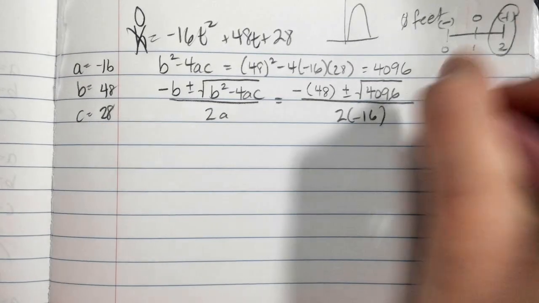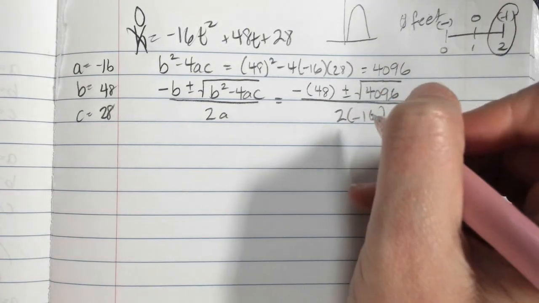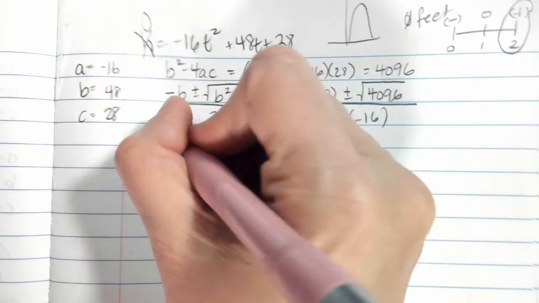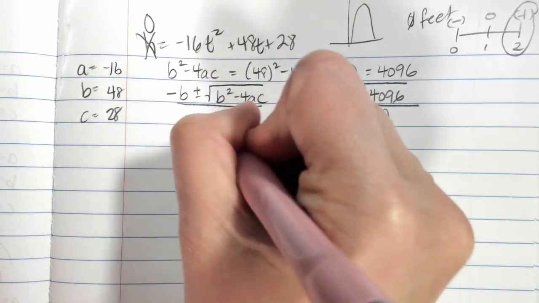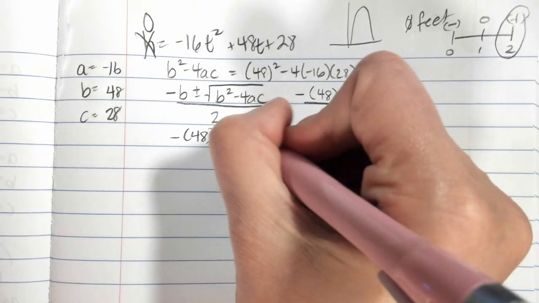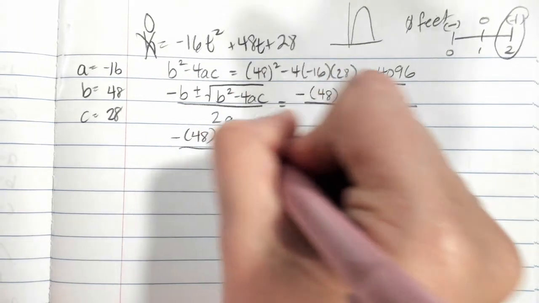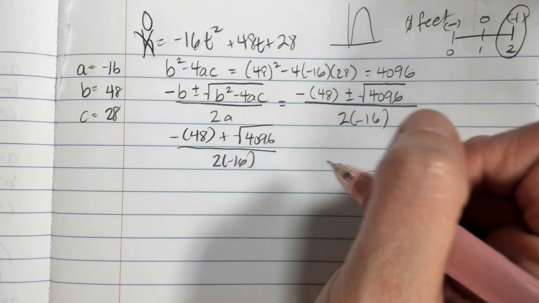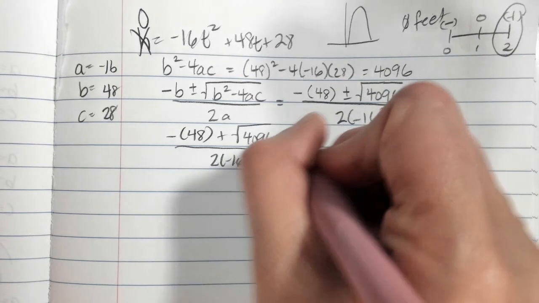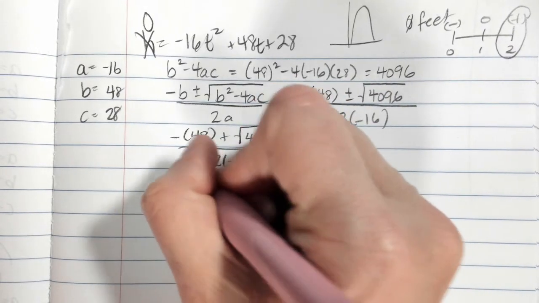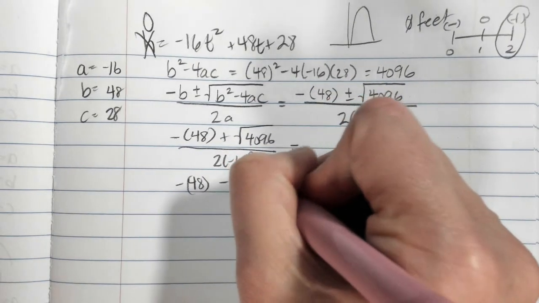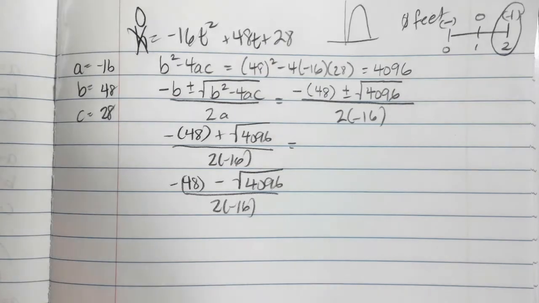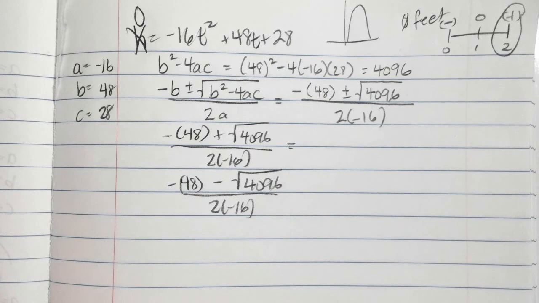Okay? First of all, I'm not going to put it in my calculator like I see it. I'm going to do one with plus and one with minus. So negative 48 plus the square root of 4,096 over 2 times negative 16. And then I'm going to have negative 48 minus the square root of 4,096 over 2 times negative 16.